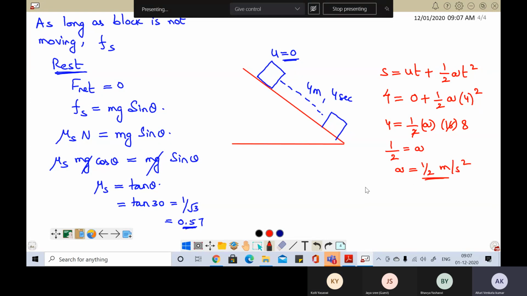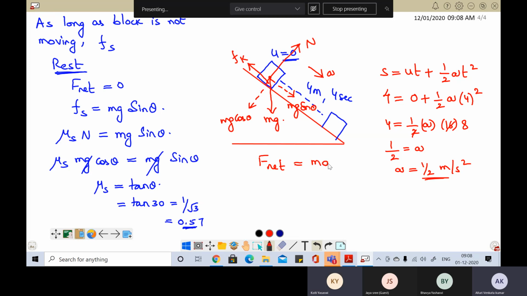Now we want kinetic friction. Draw the free body diagram again. What are the forces? One is mg, another is normal reaction. Now it is sliding, so which friction will be there? Kinetic friction. Now resolve the forces: mg sine theta and mg cos theta. It is going downward with an acceleration. F net equals ma. So the equation is mg sine theta minus Fk equals ma.